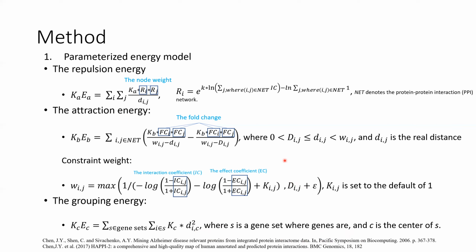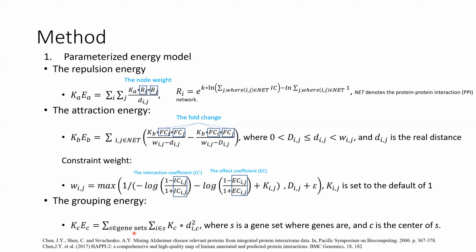The effect coefficient is defined as a measure to evaluate the correlation between genes based on the gene expression, such as the Jaccard index or Pearson correlation coefficient. When EC becomes strong, approximating 1, or EC is positive, approximating 1, the constraint weight will be extremely small, and the attraction energy can be reduced when the real distance is approaching the constraint weight.